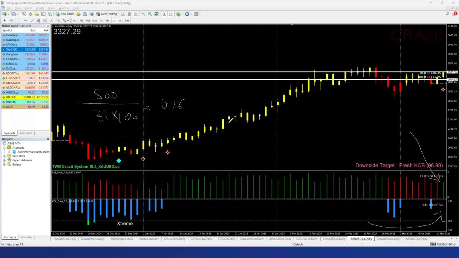Because the KSI is green and the KCX is black, you can do a full contract. So the size you enter will be 0.16 contract. Now, if the KSI happens to be red, then you can reduce by half. That means instead of 0.16, you can do 0.08 because the KSI is red in color. Can you understand this?